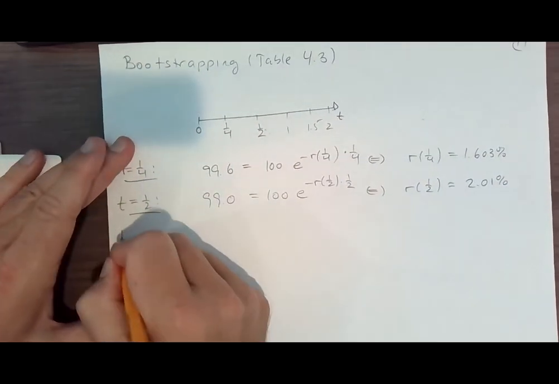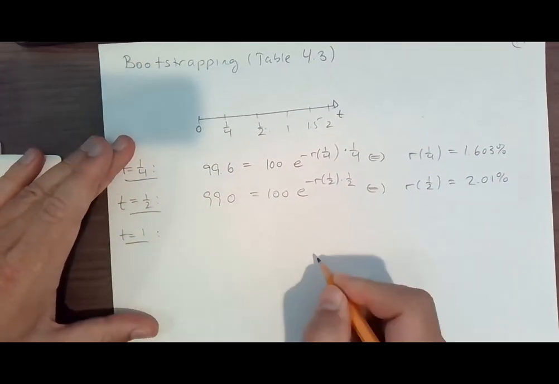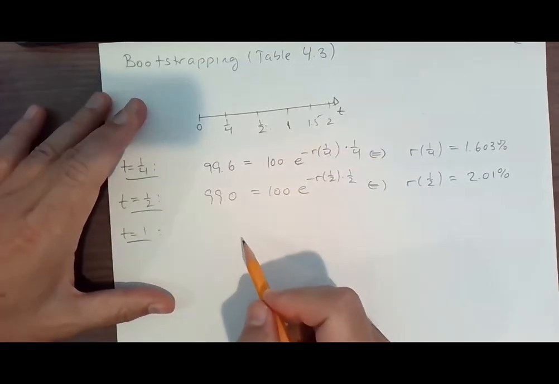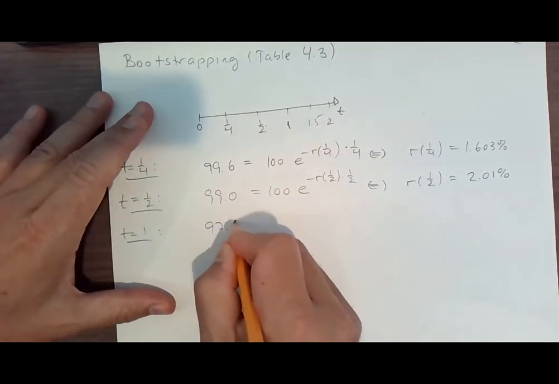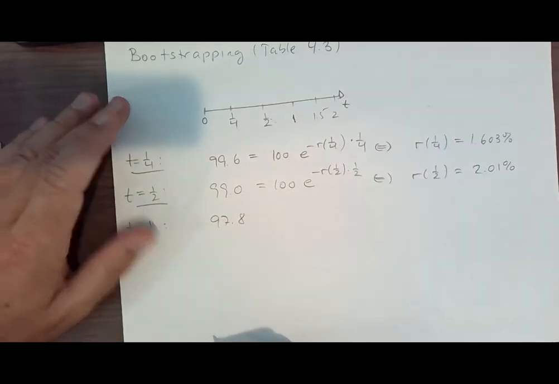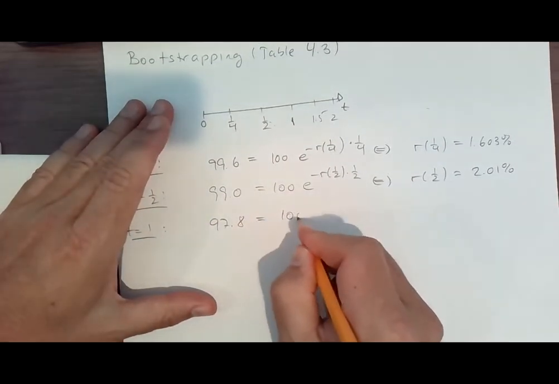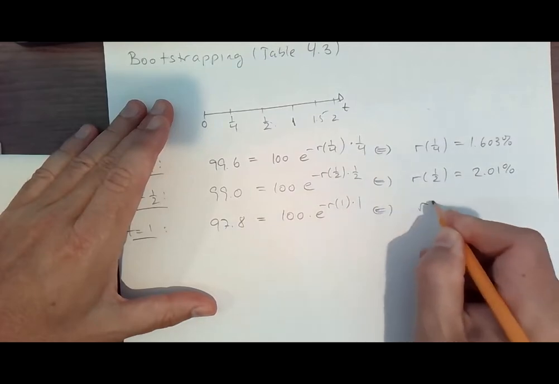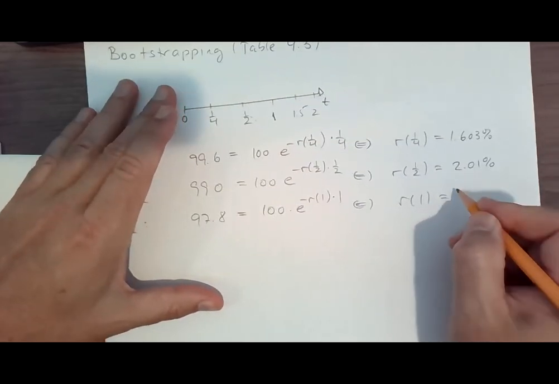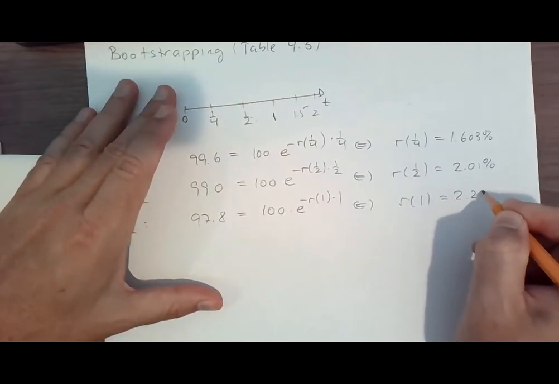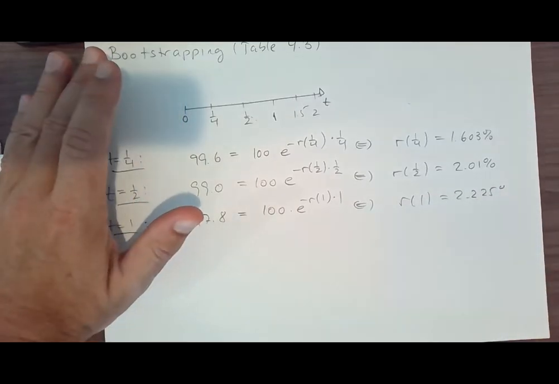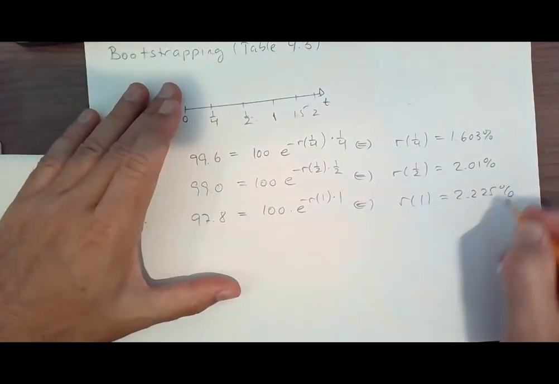And the third one is also of this similar type. I'm now at a one year horizon, and we're going to get 97.8. This is $100, and then discounted now out to 1, and I can solve for that interest rate. It was 2.225. Is that right? 2.225%.